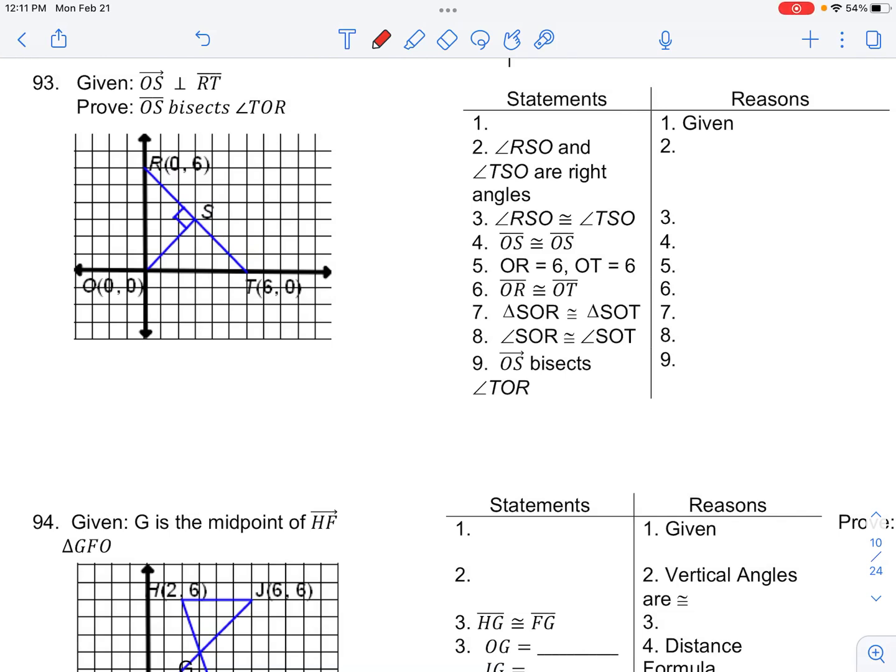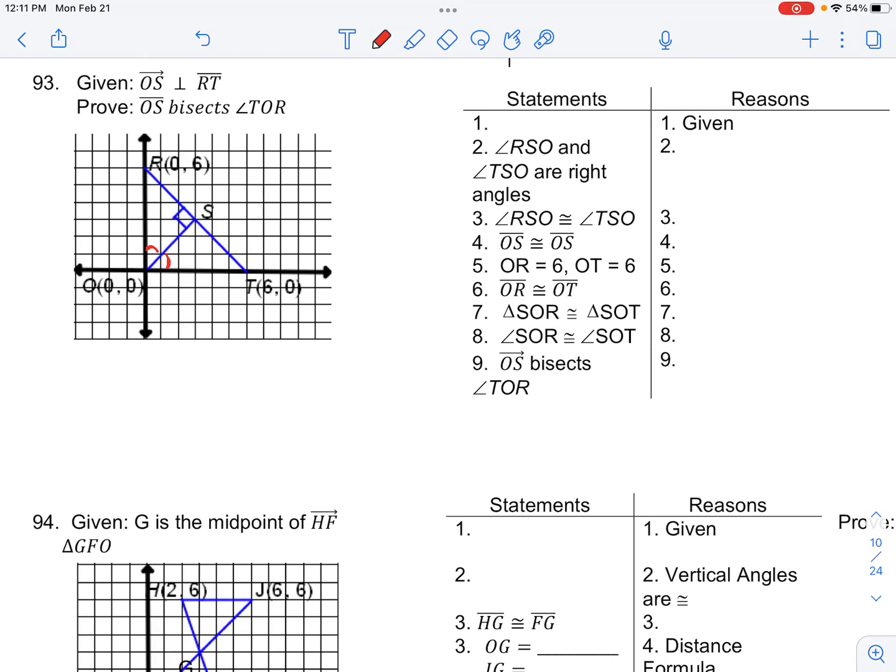Okay, number 93 in your classwork for analytical geometry asks to prove that the segment OS bisects the angle TOR. So this means that we want to prove that this angle is congruent to this angle somehow. First, we're going to need to do that by probably proving that the two triangles are congruent. And so let's list all the steps from there.